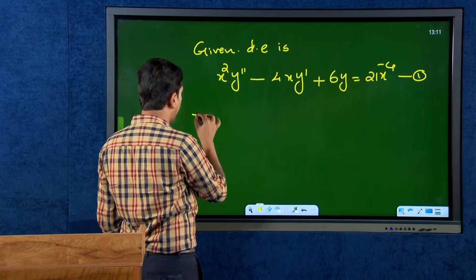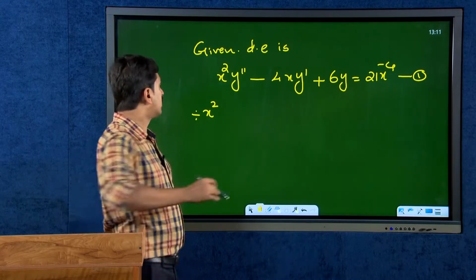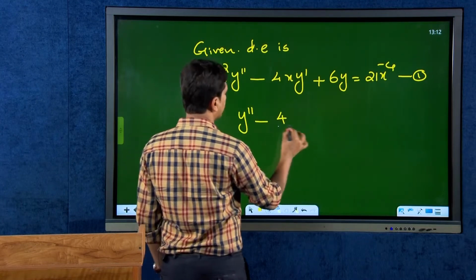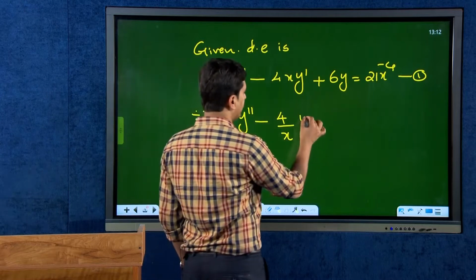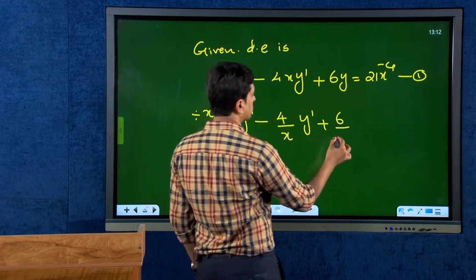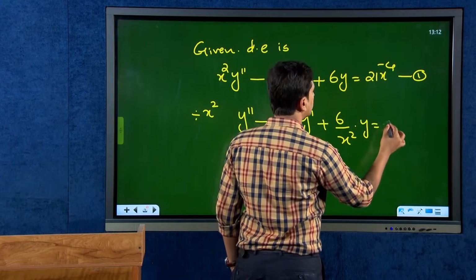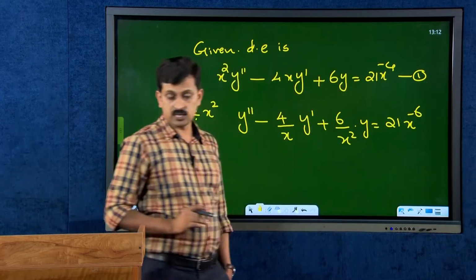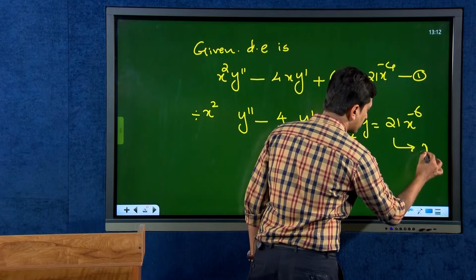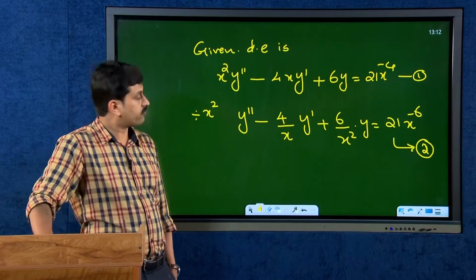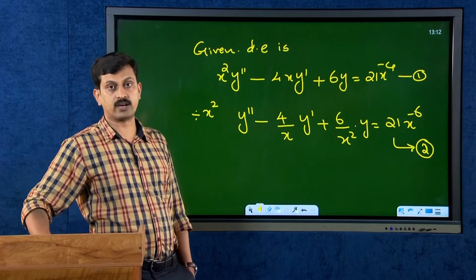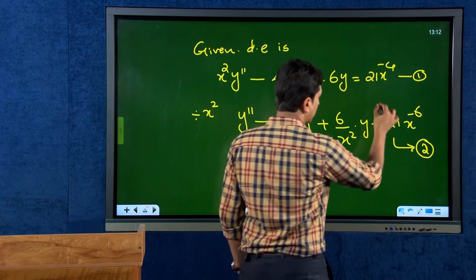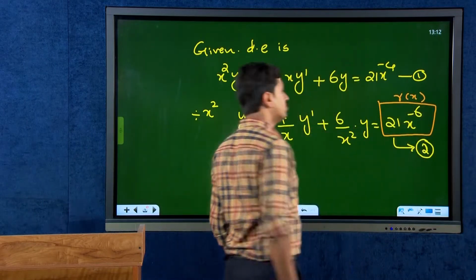So, we divide the entire equation by x square. Therefore, we will have y double dash minus 4 by x into y dash plus 6 divided by x square into y is equal to 21 x raised to minus 4 divided by x square, that is 21 x raised to minus 6. This is an equivalent differential equation of equation 1. So, we redefined r of x as 21 x raised to minus 6.